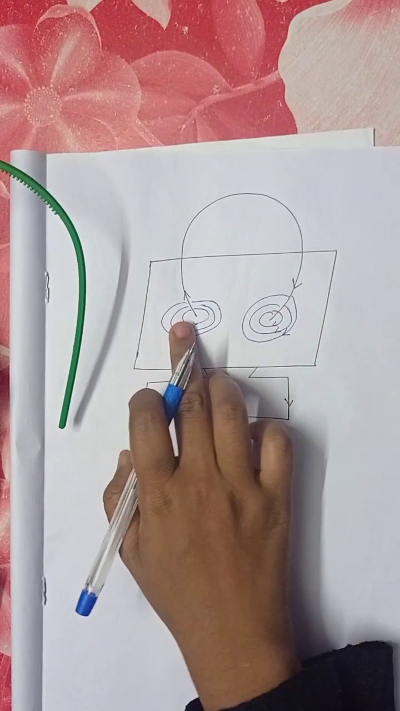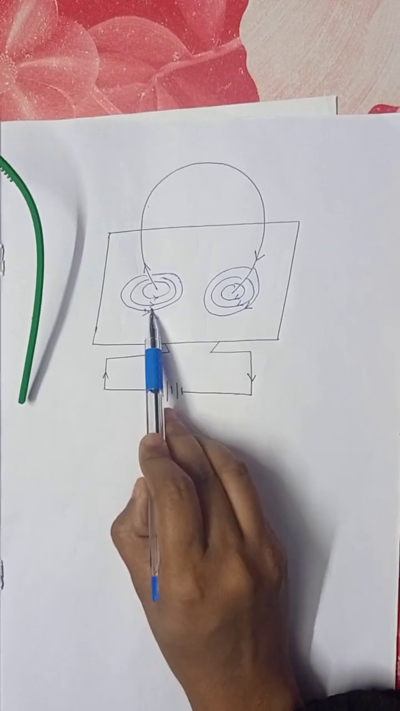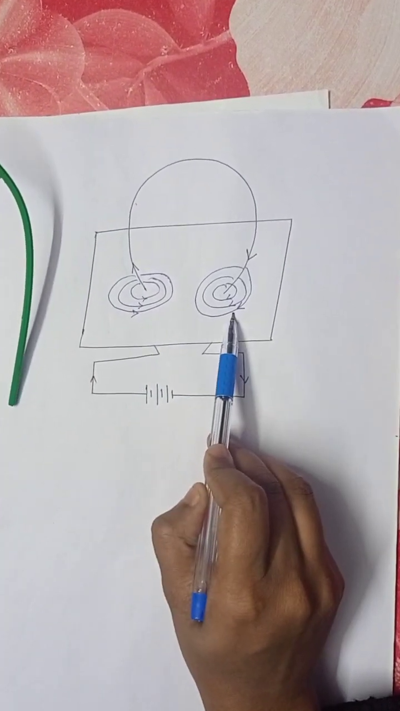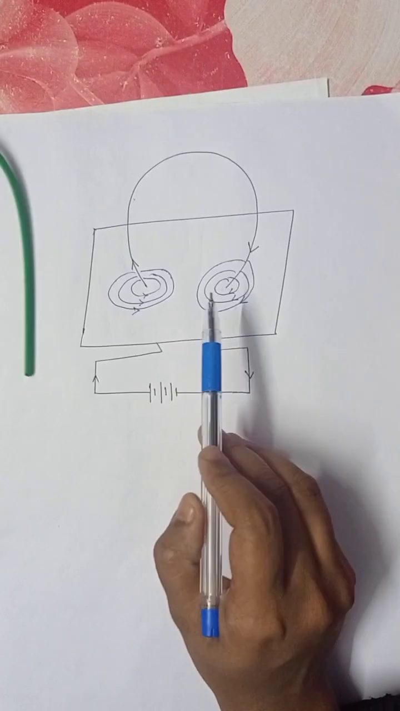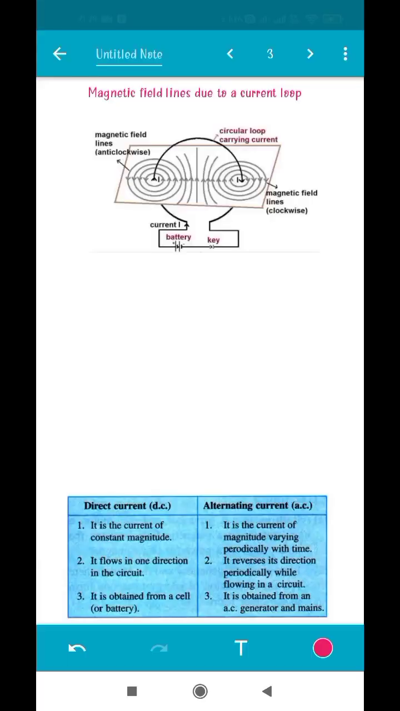Just the opposite. Because over here the current was in the upward direction, over here it was in the downward direction. So the direction of the magnetic lines of force is also different. So this is how magnetic lines of force are formed for a current loop. So in the figure also it is just like I showed you now.